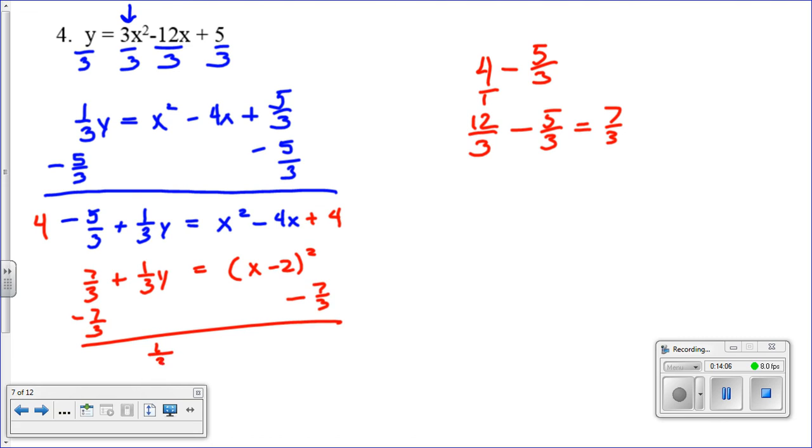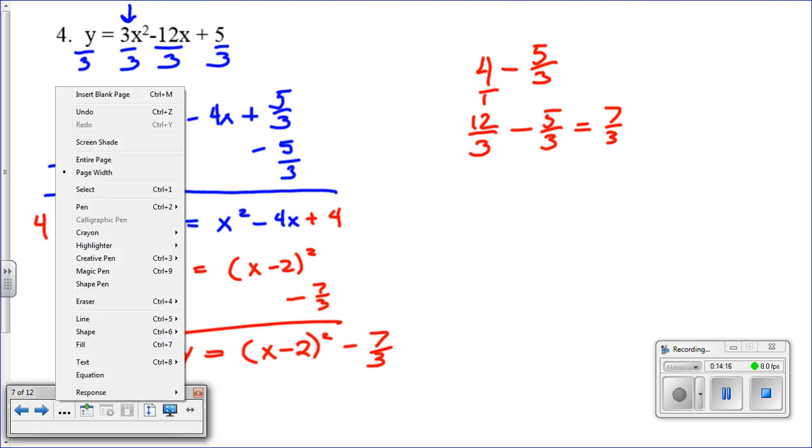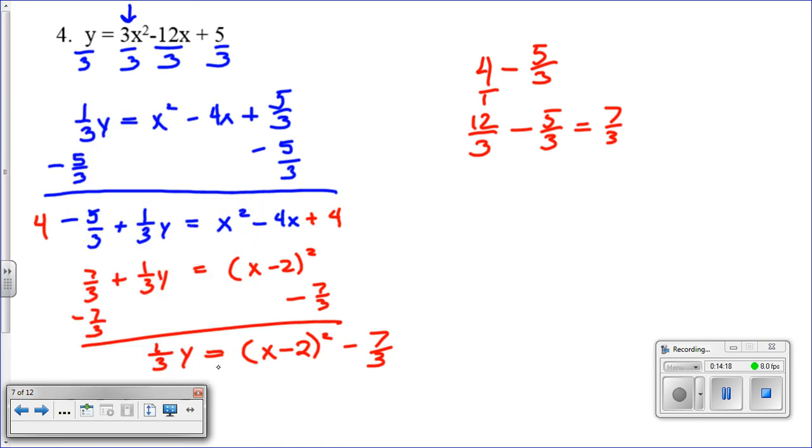So I get 1/3 y is equal to x minus 2 binomial squared minus 7/3. Now here's where the fun happens. I have to get rid of the 1/3. I can't leave it that way. I have to solve this for y. So to get rid of the 1/3, I'm going to multiply everything by 3. And here's what that gives us.